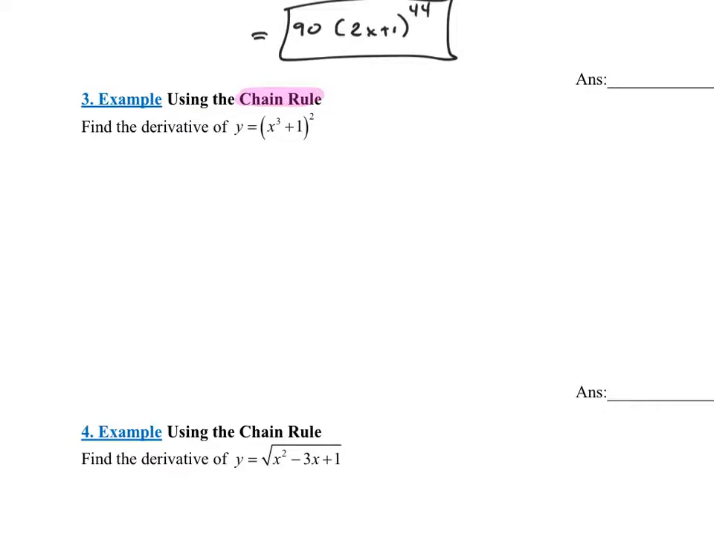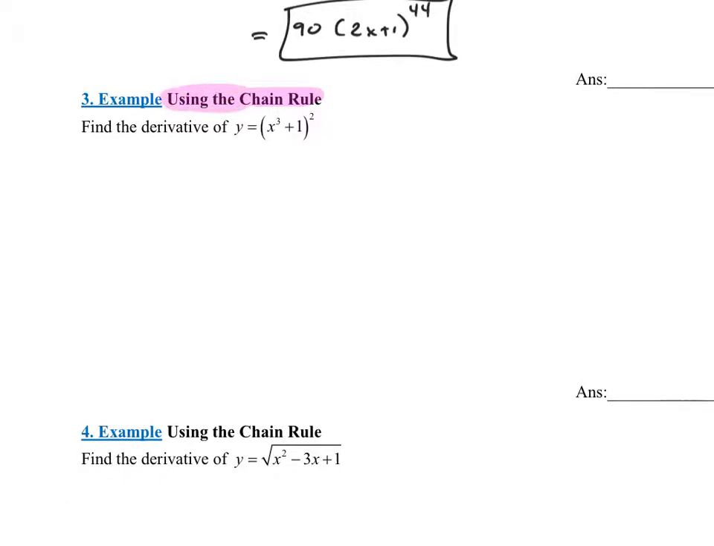Remember, if this were on the test and it didn't say using the chain rule, since this is such a small power, you could just technically go ahead and square this out, FOIL it out, distribute it, and then find the derivative of the polynomial. In fact, that wouldn't be hard at all to do. But this one does specify that we need to use the chain rule.